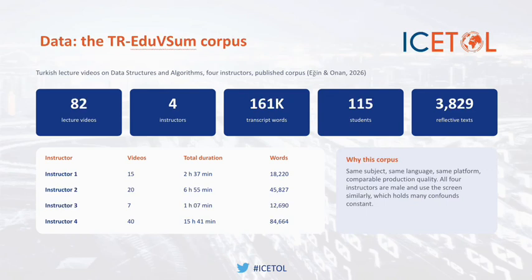The data come from TR Ejuvi-Sam, a published corpus of Turkish lecture videos on data structures and algorithms. 82 videos from 4 instructors, about 160,000 words of transcript. 115 students watched them and produced almost 4,000 reflective texts. The instructors differ in volume from 7 videos to 40, but subject language, platform, and production quality are held constant.